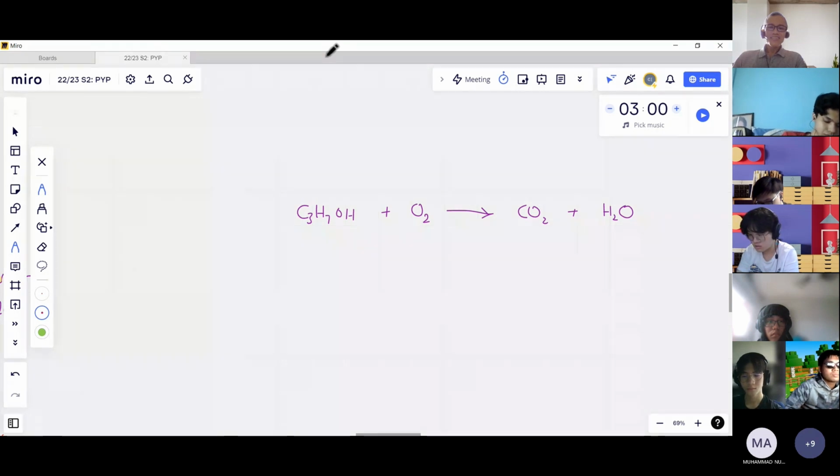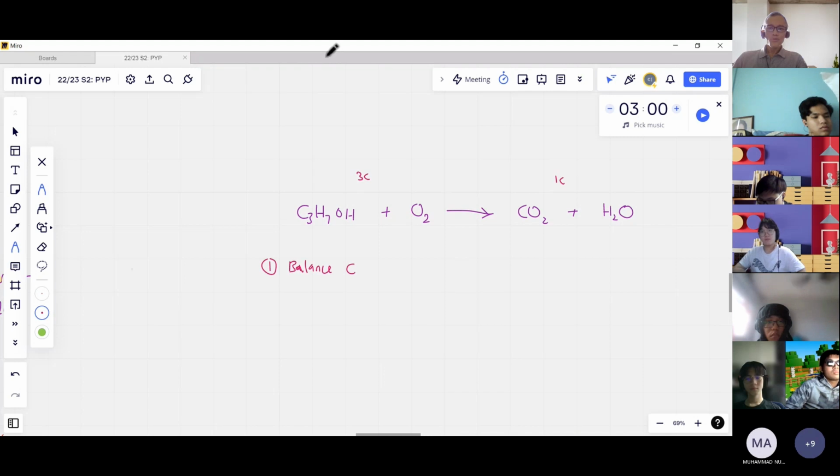Now, first thing, as I said, if you remember my rules, balance your carbon. How many do I have? On the left-hand side, I have 3. Look at the right-hand side. I only see 1, which is the C in CO2. Here I have C3. So the simple thing to do is I just multiply by 3 here. That will give me 3 carbons.